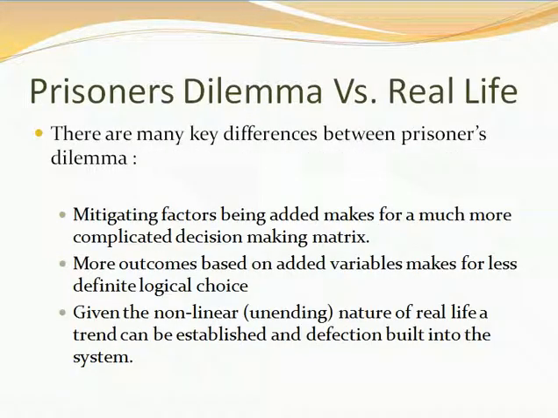The prisoner's dilemma fails to make some important distinctions between theory and real-world situations. The real world has many more factors making the decision matrix less defined and with more shades of gray. These added variables make more possible outcomes available. The game theory also leaves out the unending nature of real-life scenarios, which allows for the participants to learn and react based on their prior experiences.